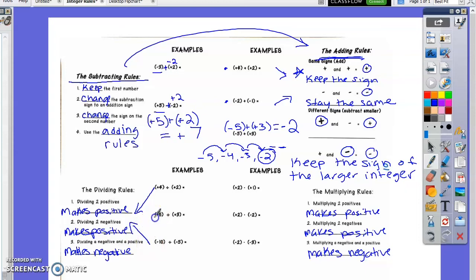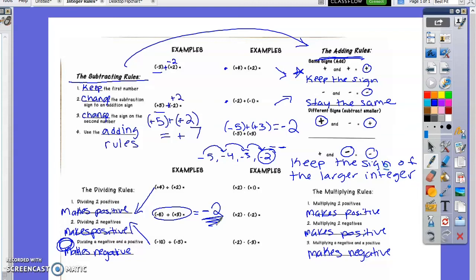But let's try out this example. A negative 6 divided by a positive 3. So we know that a negative and a positive makes a negative, because that is what it says in rule 3 over here. Now all we need to do is 6 divided by 3. 6 divided by 3 is 2. So negative 6 divided by positive 3 equals negative 2.